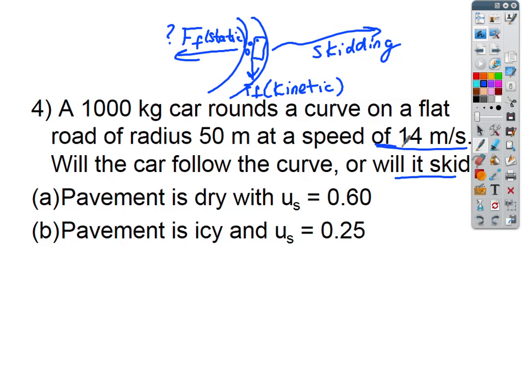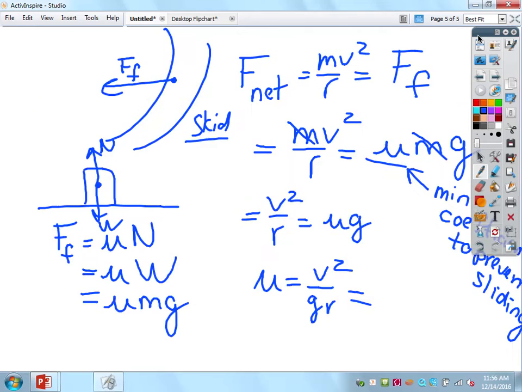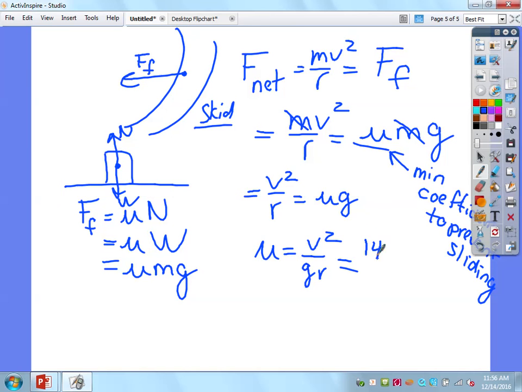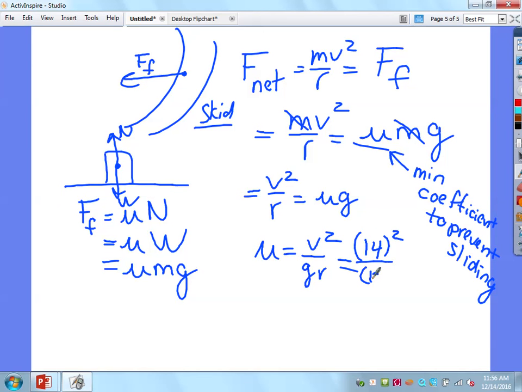So the car is going 14 meters per second at a radius of 50 meters. Let me plug that in. 14 squared over 10 times 50. And that gives me a coefficient of friction of 0.392. This is the minimum coefficient of friction I need to make sure I don't skid out. If the coefficient of friction is greater than this, I won't skid out. If it is less than this, I will.